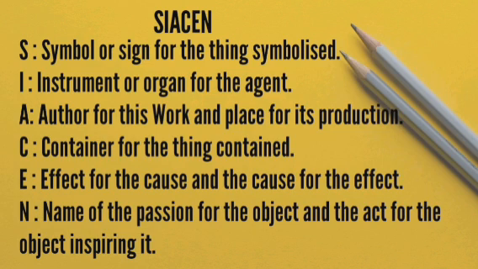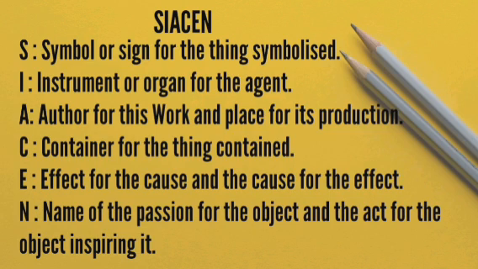metonymy. You can remember them by CHN, SIA, CEN: symbol or the sign for the thing symbolized, instrument or organ for the agent, author for his work or place for his production. C refers to container for the thing contained. E, effect for the cause, cause for the effect, and N, name of the passion for the object, and act for the object inspiring it.